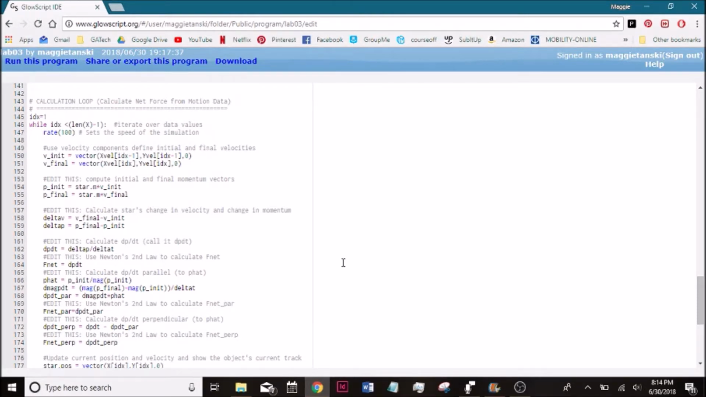Next, we divide delta p by delta t to find dp/dt, the rate of change of momentum over time, and define F net as equal to dp/dt. The unit vector for the star's momentum is found by dividing the initial momentum by the magnitude of the initial momentum. Next, we find d magnitude p over dt by subtracting the magnitude of the initial momentum from the magnitude of the final momentum, divided by delta t.